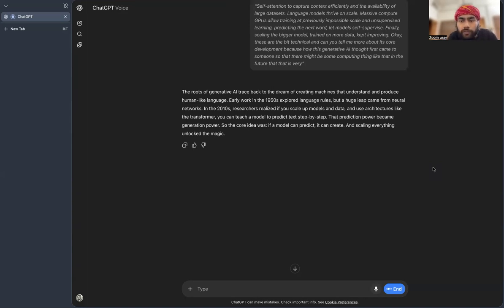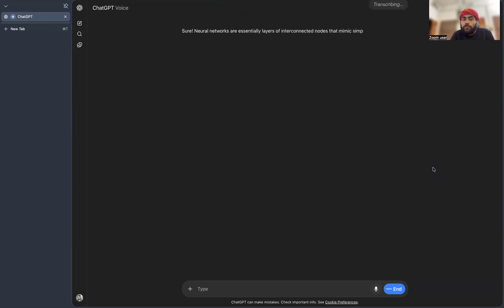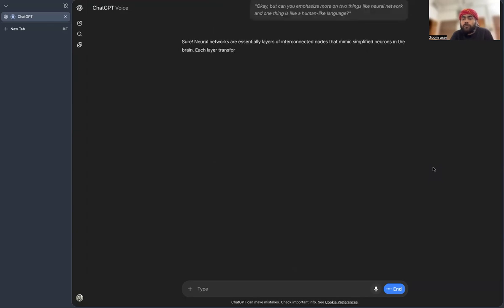Okay, but can you emphasize more on two things, one is neural networks and one thing is human like language? Sure, neural networks are essentially layers of interconnected nodes that mimic simplified neurons in the brain. Each layer transforms data, learning patterns through weight adjustments.